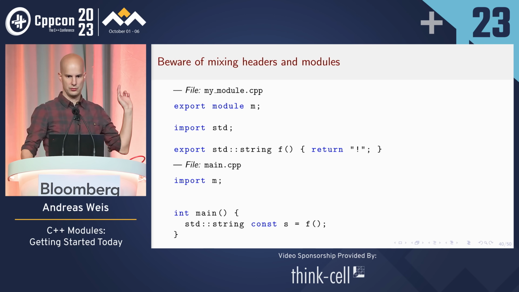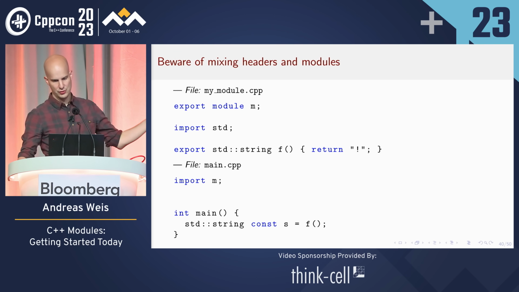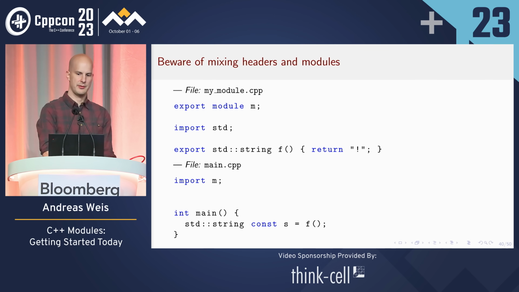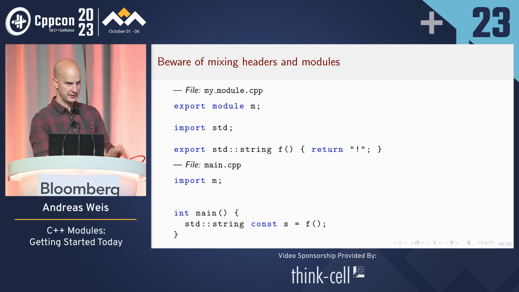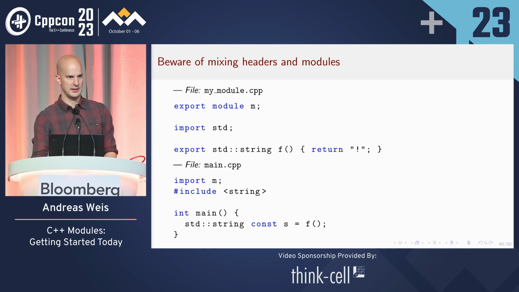If I now try to catch the string by name and not by auto, I have the problem that main.cpp did not import the standard library. The module also only imported the standard library, did not export it. So the name std::string has not been exported by this module, right? So this will not compile because it does not know the name std::string. So you might think, okay, I can just solve this. I can just include string, right? And that will make the name available to main.cpp.